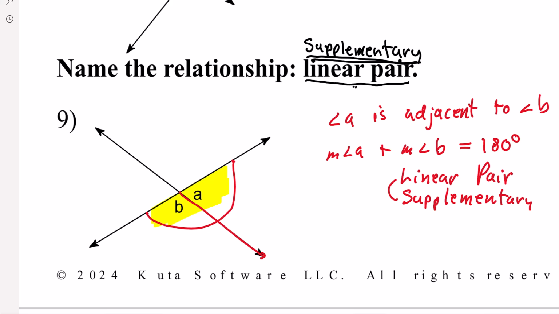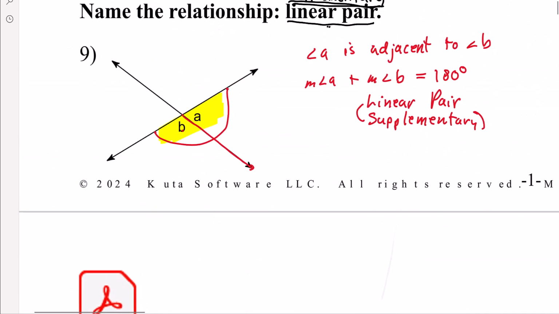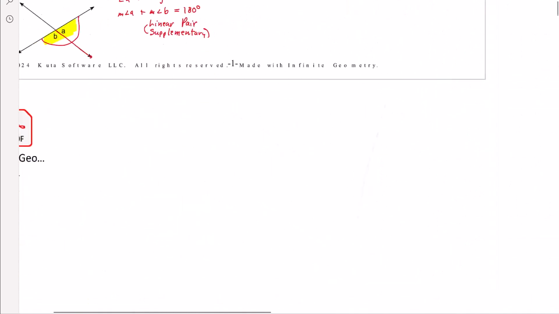Supplementary angles could be, there's an angle A over here, and maybe somewhere up here there's an angle C that happens to be the same size as angle B. If angle A and angle C were to add up to 180, they would be supplementary even if they weren't sitting on a straight line. Okay, let's jump down here.